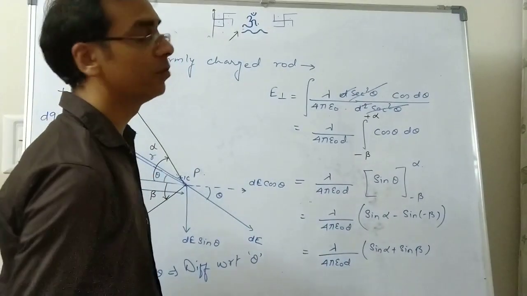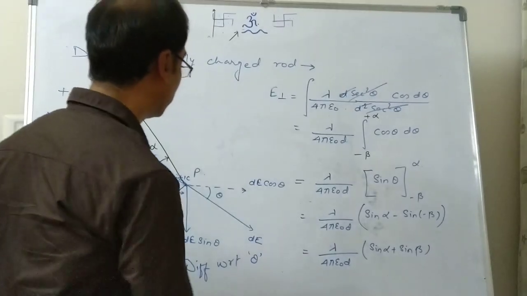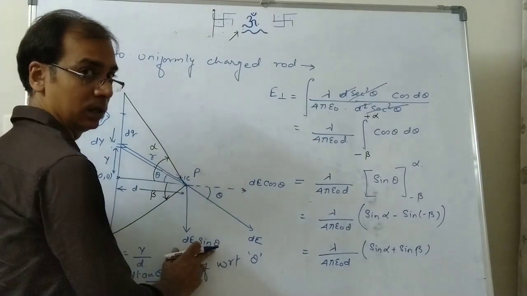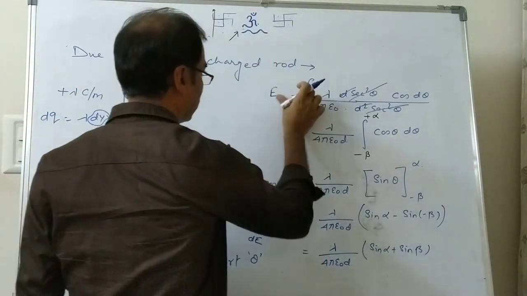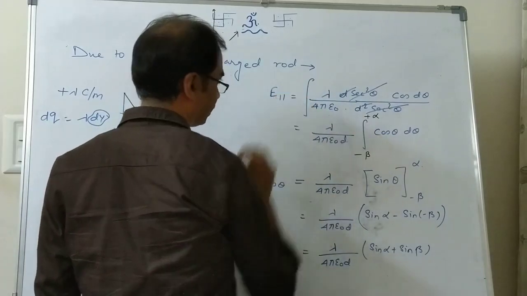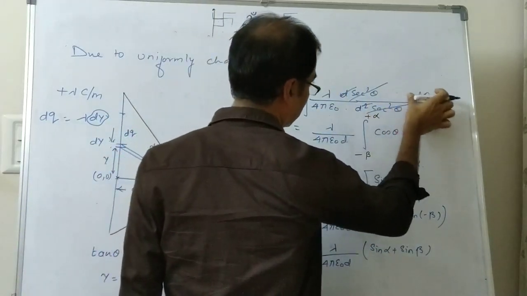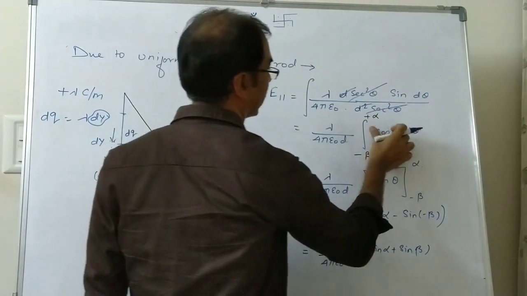Now parallel field if you have to find. What was the difference? The difference was the perpendicular field was dE cos theta and this is dE sin theta. So in this one only I can make the changes. Yes. So parallel field if you have to find, this all is a common thing, okay? Only here will be sin theta. So let's make sin theta over here. Here also sin theta.